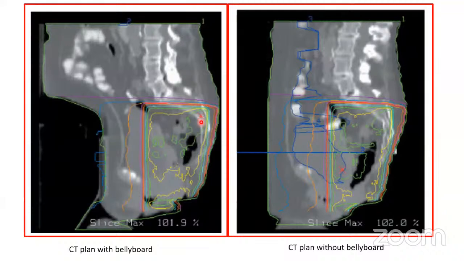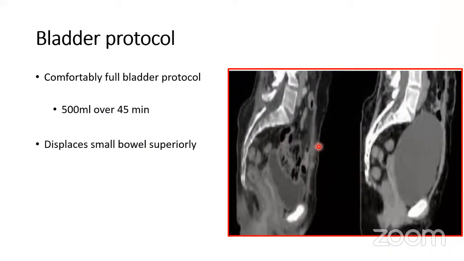These are the two CT images, one with belly board and another without belly board. You can see here that with belly board, the small bowel loops are displaced anteriorly. You can see the abdomen which is falling into the belly board aperture, and in the field of irradiation, we hardly find small bowel loops. But on the contrary, in patients without use of belly board, you can see that the majority of bowel loops are in the field of irradiation, which may contribute to the small bowel toxicity.